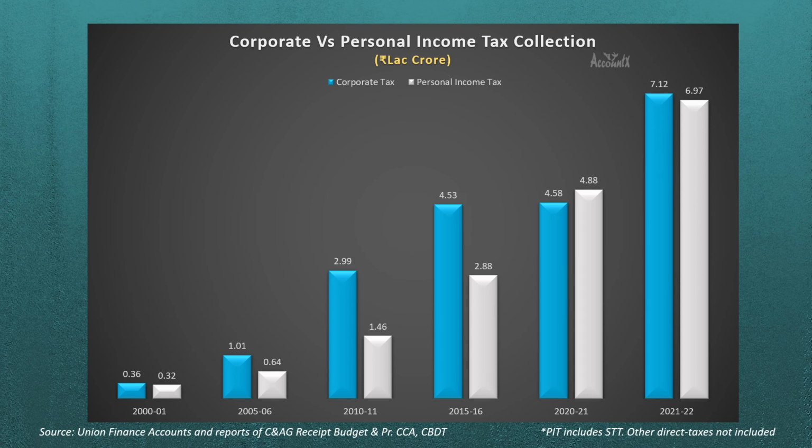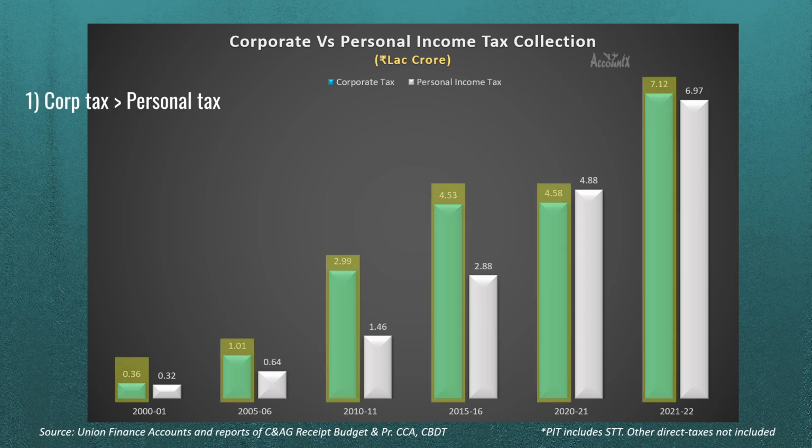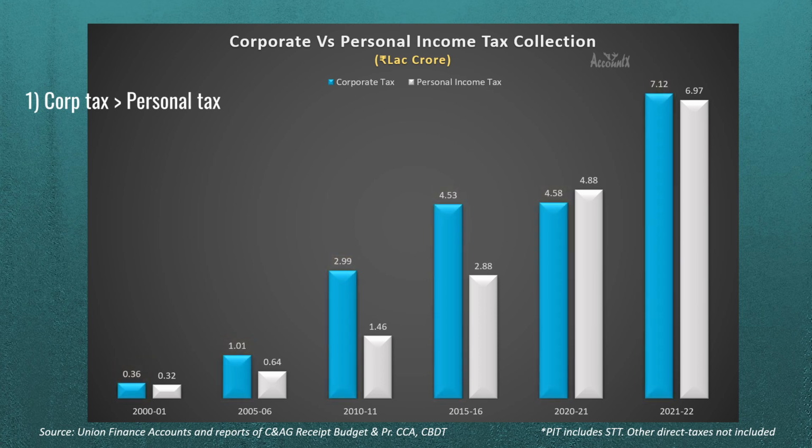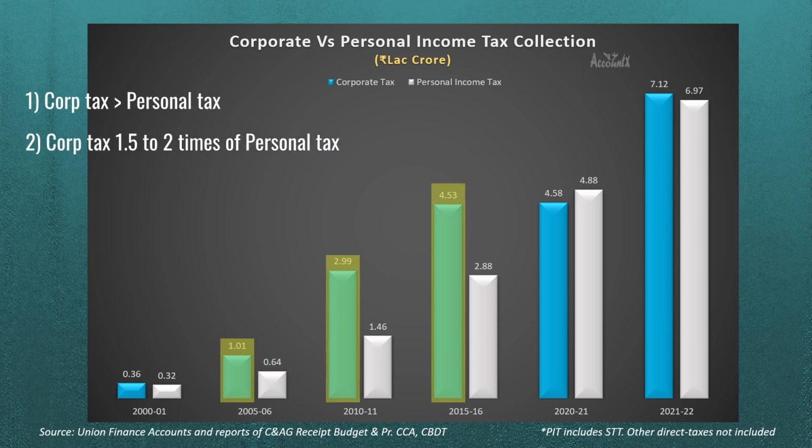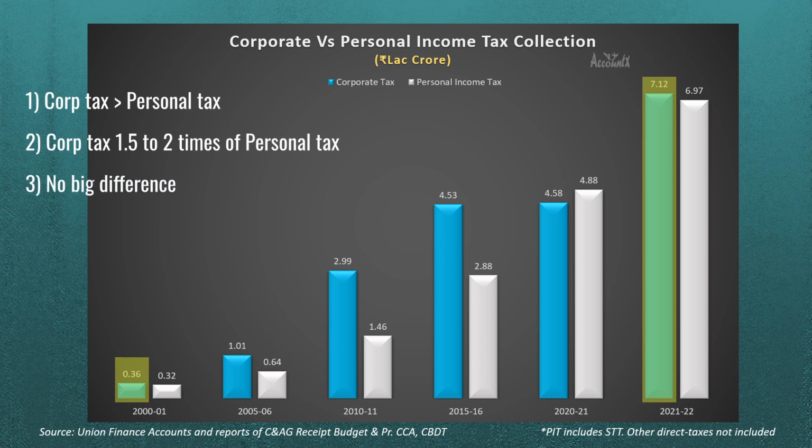From this chart, there are three things worth noting. One, proportion of corporate tax is always more than that of personal income tax except for financial year 2020-21. Then from financial year 2005-06 till 15-16, corporate tax collection is at least 1.5 to 2 times that of personal income tax collection. But for initial year as well as last year, this difference has reduced to a great extent.